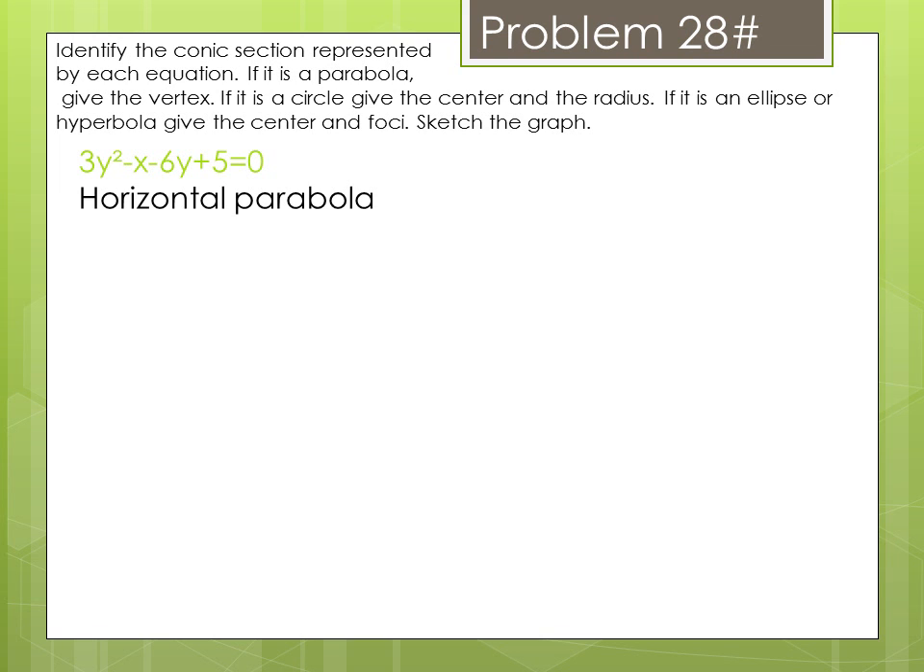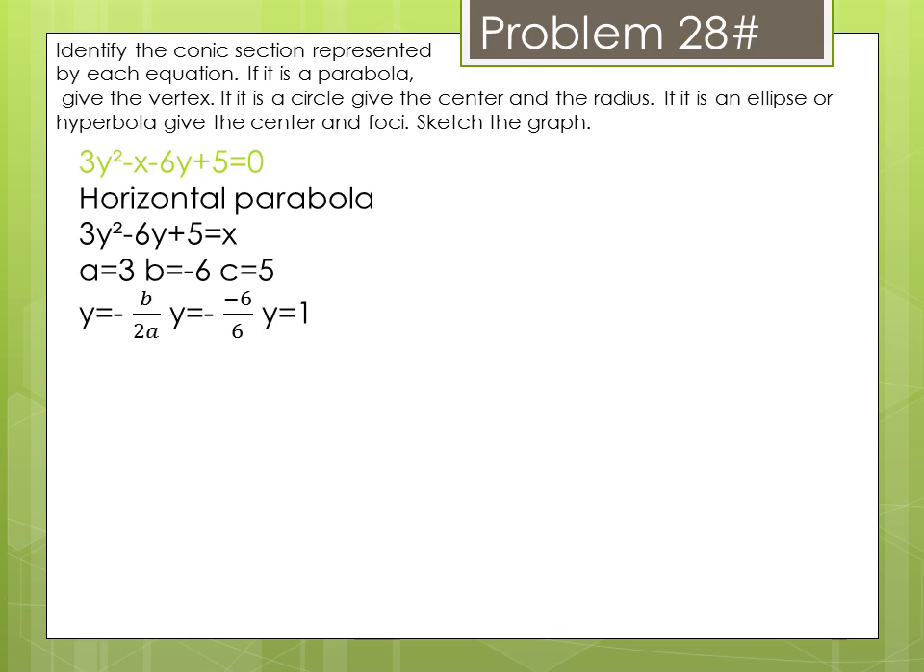So now we have to identify the conic section and give the information depending on what type it is. This time we have 3y squared minus x minus 6y plus 5 is equal to 0, and it's a horizontal parabola because only one of the variables is squared. So we put it in the right order, and we find that a is equal to 3, b is equal to negative 6, and c is equal to 5. And we know that the formula to find the vertex of a parabola is y is equal to negative b over 2a. If you simplify, it gives you y is equal to 1.